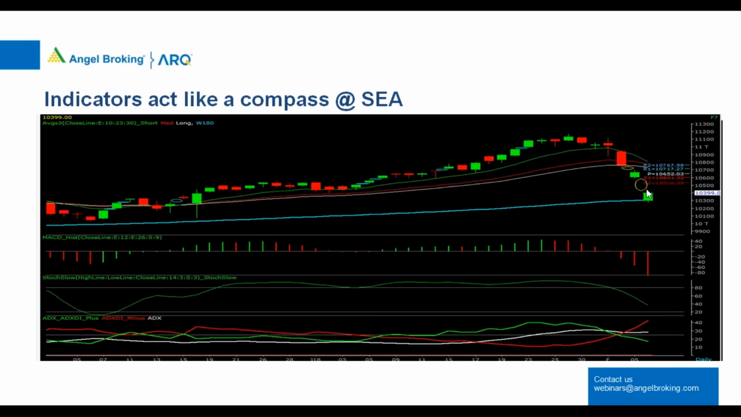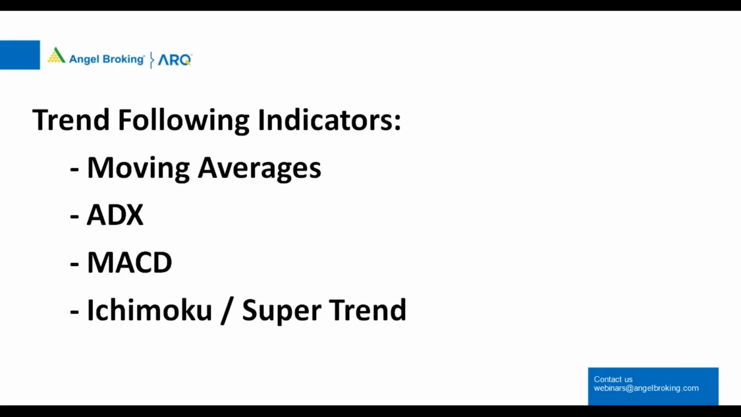If you look here, this is a major support. The markets have bounced back. This is a weighted moving average, 180 period weighted moving average. You're seeing that. Then you have other moving averages. Then you have this MACD histogram, that's negative. Then you have this stochastics. Then you have ADX. So I'll be talking about most of the popular indicators, how you can use them to your advantage. So these are the indicators which I'll be talking about.